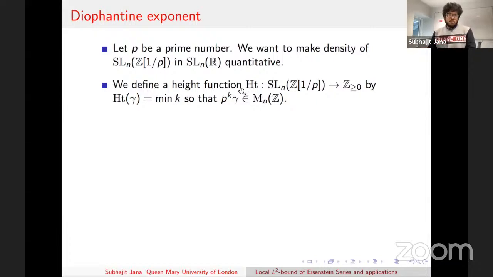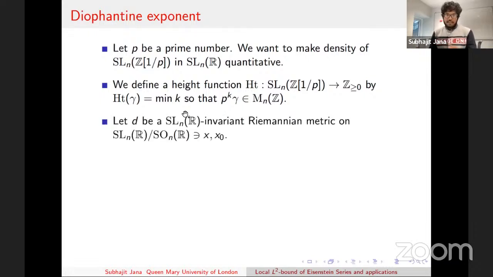So one of the usual definitions of complexity in rational matrices is by its denominator. So how do we define denominator? We define a height function on SL_n(Z[1/p]) valued in non-negative integers. We say that an element in SL_n(Z[1/p]) has height k. The height is defined by the minimum of all k such that p to the power k times gamma is an integer matrix. So it's basically the LCM of all the denominators in the entries of gamma, and we take log base p of that. So that's the usual definition of denominator.